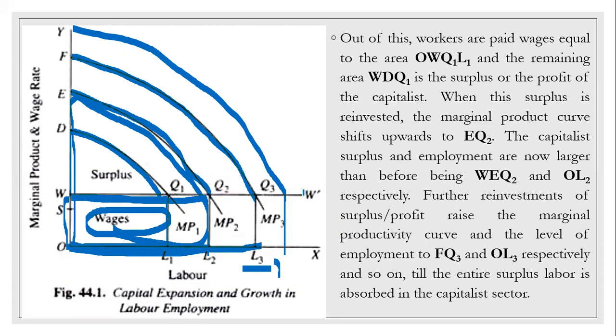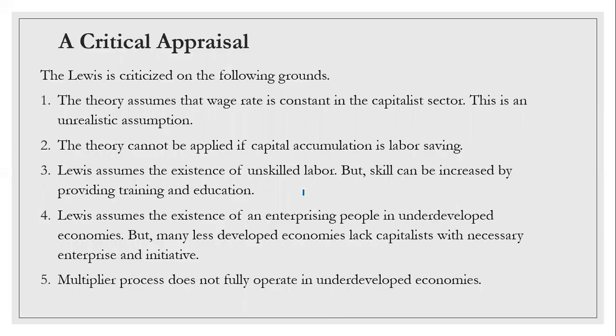constant because of several factors. The wage rate may go up. If wage rate is raised, then naturally the profit will be reduced. A reinvestable surplus will be reduced with the capitalist, and this will limit the capitalist's ability to absorb more labor from the agriculture sector. This theory is criticized on the ground that the wage rate is assumed to be constant in the capitalist sector, but this is an unrealistic assumption. Wage rate may increase as the industrial sector develops.